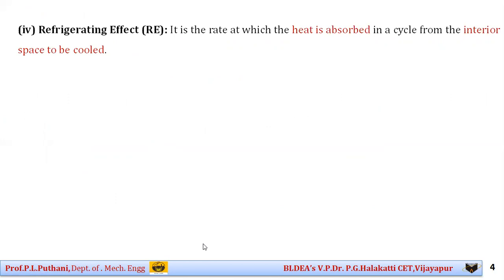Then refrigerating effect. This is another term, students. Here also, we are interested in the amount of heat absorbed with respect to time. The rate at which heat is absorbed for one cycle from the interior space to be cooled. So for every one cycle, students, the heat which is absorbed to cool that entire system, we call the refrigerating effect.